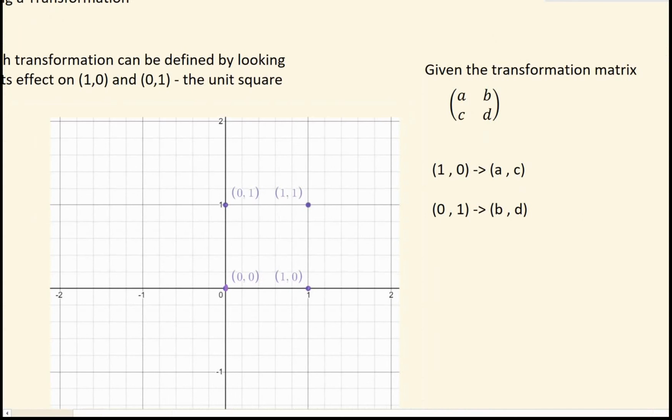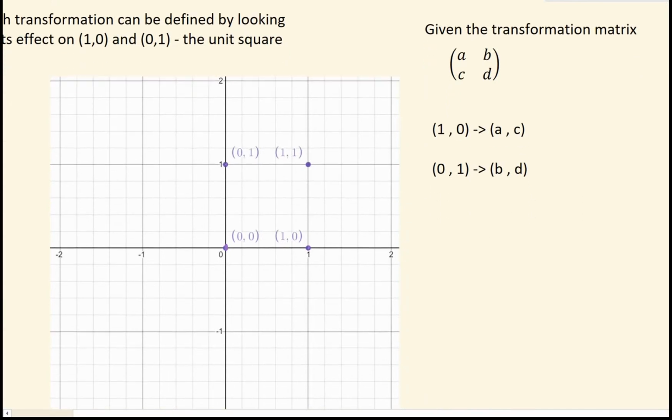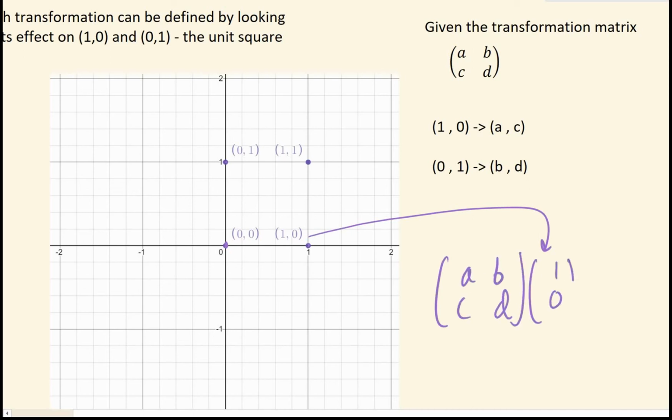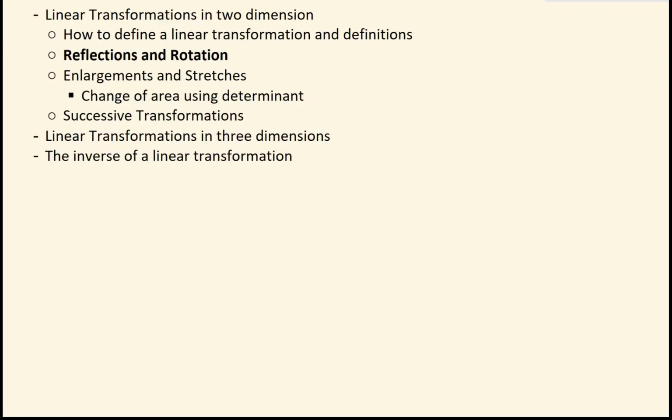So if you've got any transformation matrix (a, b; c, d), (1, 0) will go to (a, c), and (0, 1) will go to (b, d). If you ask the maths for this, so say I want to transform the point (1, 0), to work it out, remember, you have to write that as a column vector. So you'd have to do the matrix (a, b; c, d) times (1, 0). It always goes after the matrix, and it goes vertical as a column vector. And if you work it out, this gives you the point (a, c). Okay, let's see some basic examples.